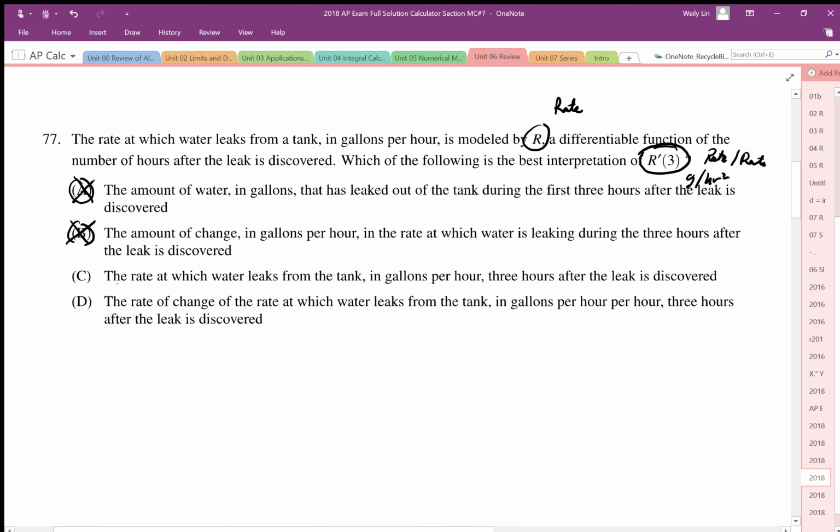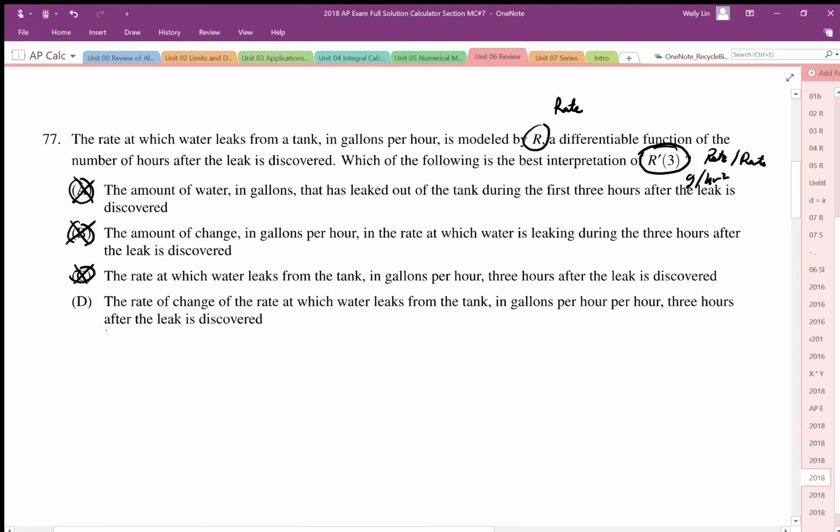For part C, it says the rate at which the water leaks from the tank in gallons per hour 3 hours after the leak is discovered. Okay. So this is the rate again, so we can eliminate that.